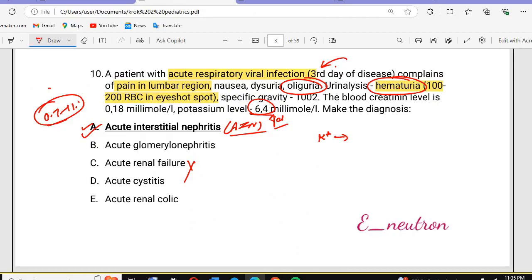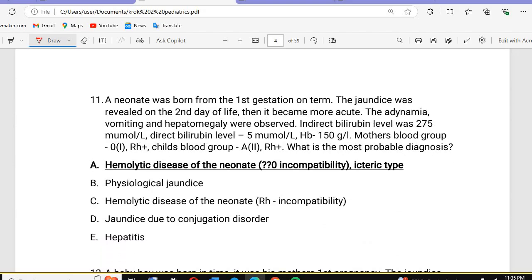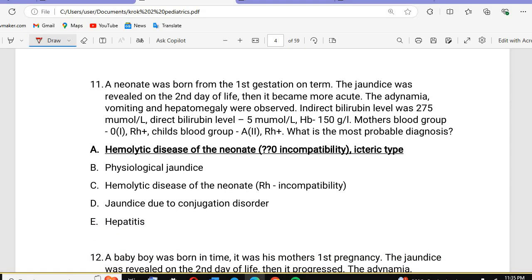So here is your question, that is acute interstitial nephritis, and everything we have discussed already. The acute kidney stone we will discuss later on. Okay, let's do one more question.